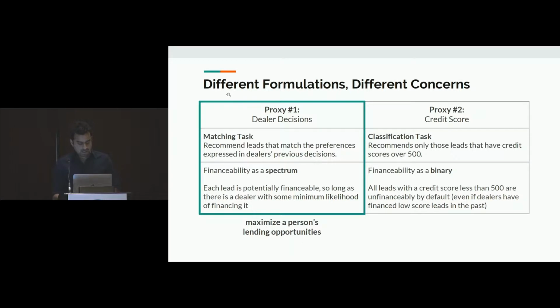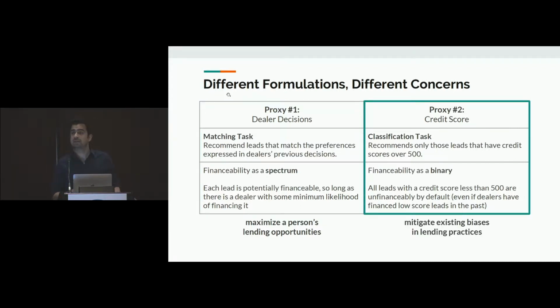Now, the matching version seems more fair if our normative priority is to maximize a person's lending opportunities. If, however, our normative priority is to mitigate existing biases in dealers' current lending practices, then the matching version is no good, as it has the potential to amplify existing biases. In this case, the classification version is normatively preferable because it potentially encourages dealers to consider leads different from those that they have financed in the past.